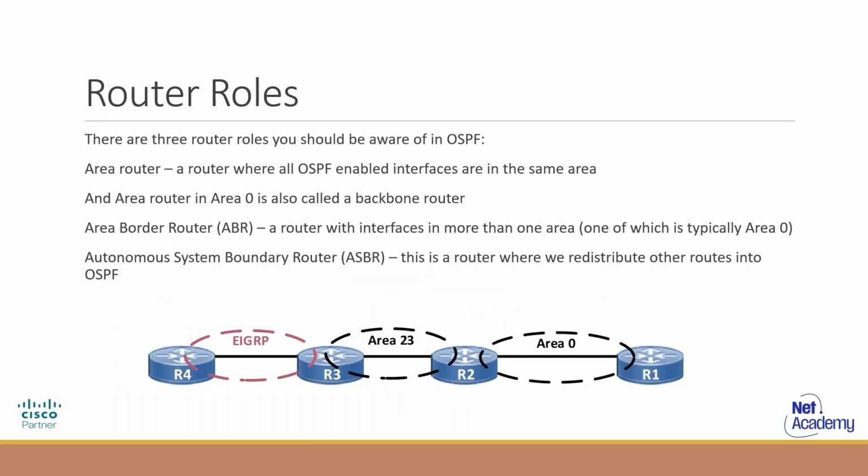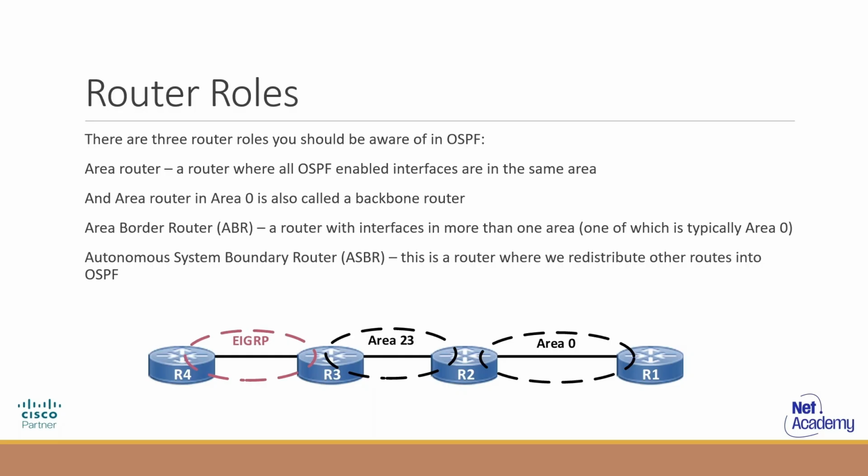Let's talk a little bit about router roles. There's a couple of different types of routers in OSPF. There's something called an area router, there's something called an area border router, and there's something called an autonomous system boundary router. So an area router is really simple.